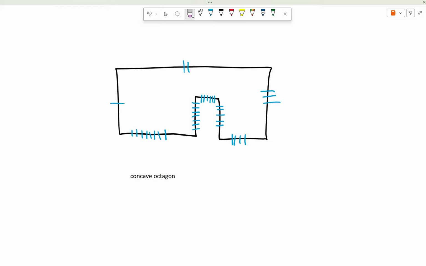Oops, oh my goodness. Let's go back, get that back. There we go. That's a vertex right there, right? I'm gonna have 8 of those. 2, 3, 4, 5, 6, 7, and 8. Always have the same number of vertices as sides, all right? And there we go.